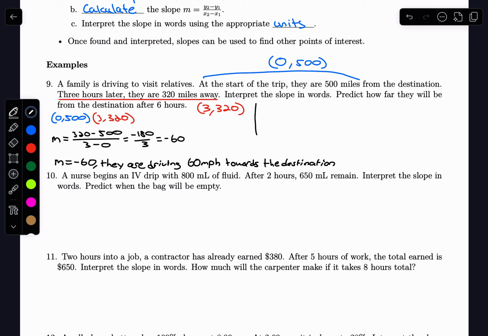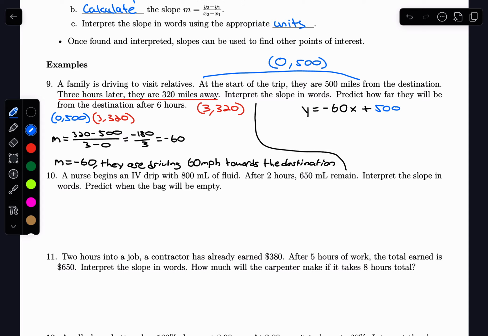Okay, so now that being said, we're going to do part 2 of the question, which says predict how far they will be from the destination after 6 hours. If we write an equation based off what we've done so far, we're going to have that y equals, our slope is negative 60, that's what we just found. And for slope-intercept form, it's the slope times x plus the y-intercept. Our y-intercept from the beginning was the 500 number, because we have 0, 500 as a point on our graph. That's how far away they start.